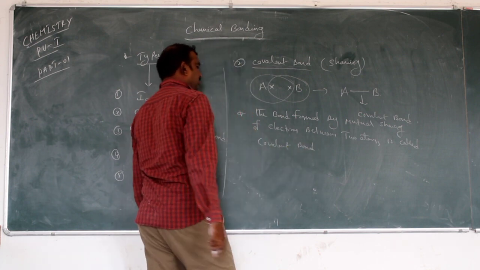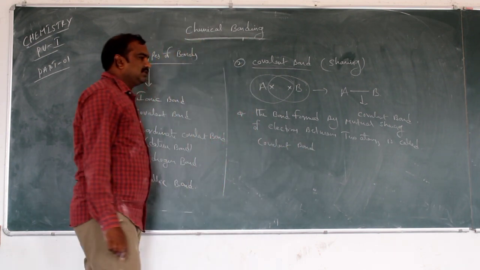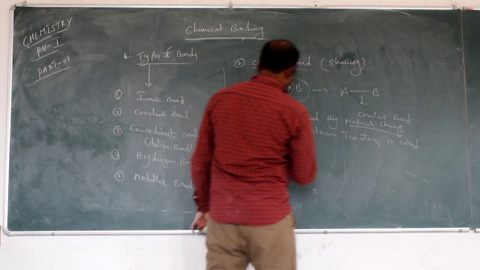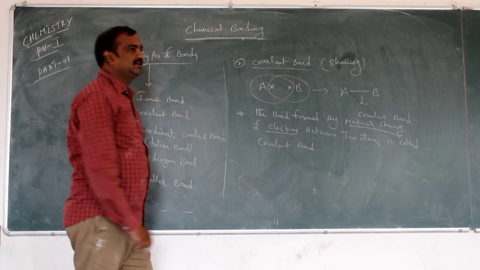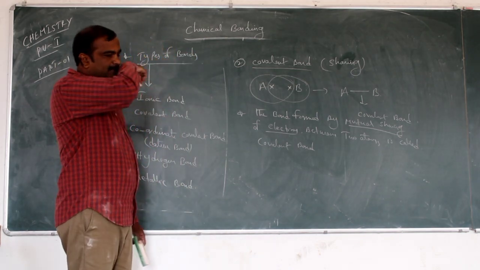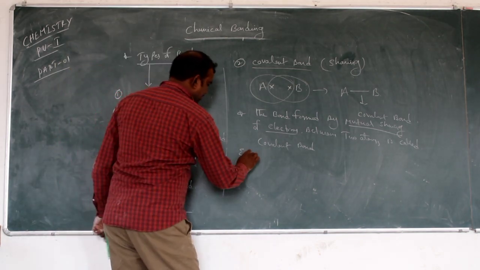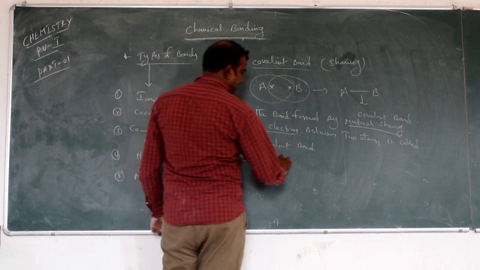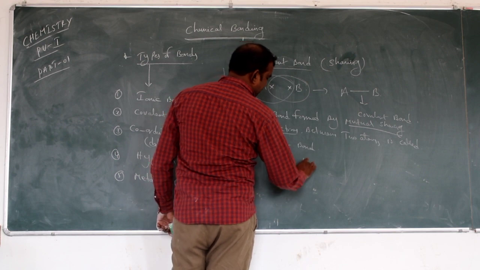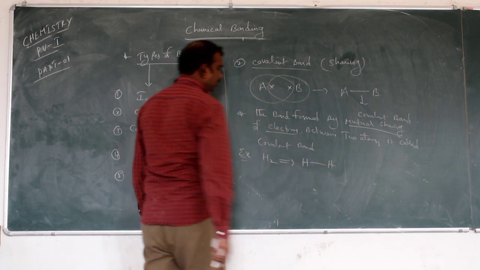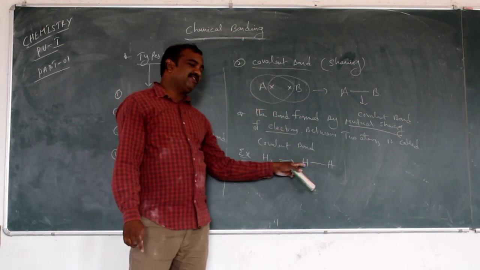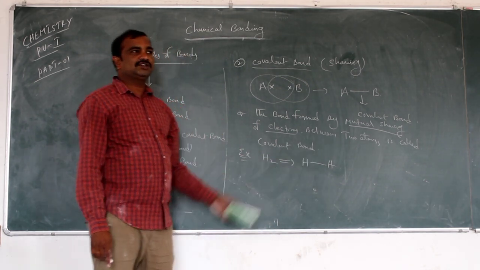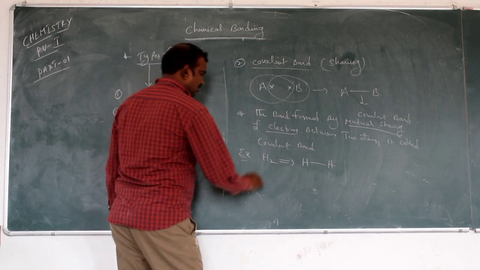It is called a covalent bond. A covalent bond is nothing but a mutual sharing of electrons. For example, in H2, between H and H, a covalent bond is formed, because this H has one electron and this H has one electron. By mutual sharing of the two electrons, the bond is formed. That is called a covalent bond.